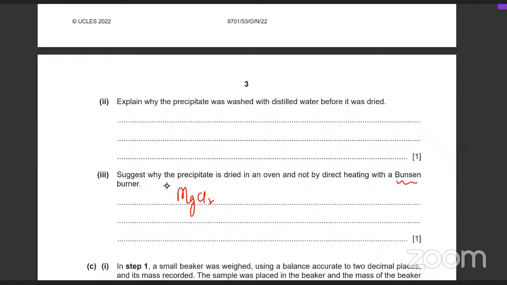A Bunsen burner is a method of strong heating. To avoid strong heating, because it will decompose if it's heated very strongly. You just want the water to evaporate. The best way is to put it in sunlight. Water evaporates at 100 degrees centigrade, and a Bunsen burner has a temperature of 1000 degrees centigrade, which is very high. So to avoid strong heating, so that MgCl2 does not decompose, you just want to get rid of the water.